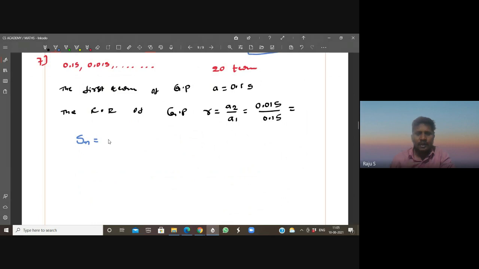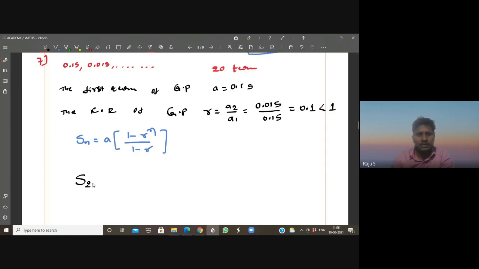So Sn is equal to, the formula is a into, it depends on the common ratio. What is the common ratio? You got it here, 0.1. Am I right? Is it greater than 1 or lesser than 1, students? Lesser than 1. Now, whenever r is lesser than 1, what is the formula? 1 minus r to the power of n by 1 minus r.